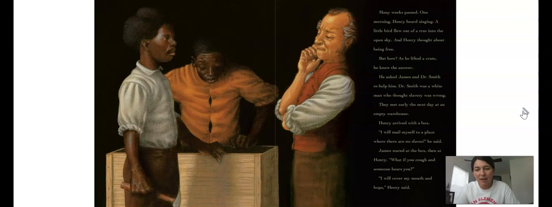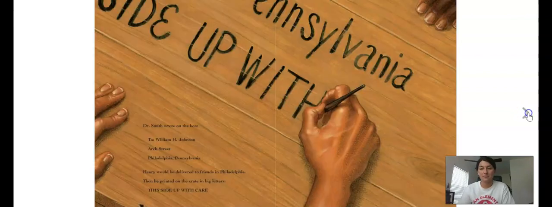James stared at the box, then at Henry. "What if you cough and someone hears you?" "I will cover my mouth and hope," Henry said. Dr. Smith wrote on the box, "To William H. Johnson, Arch Street, Philadelphia, Pennsylvania." Henry would be delivered to his friends in Pennsylvania. Then he printed on the crate in big letters, "This side up with care."